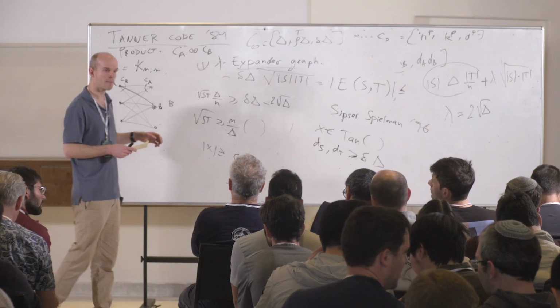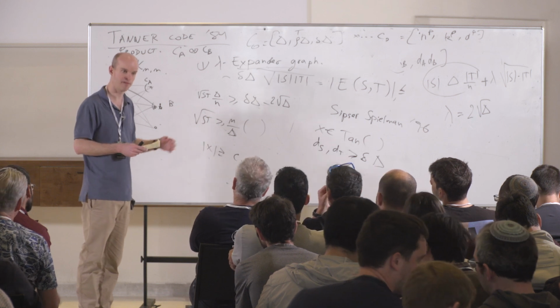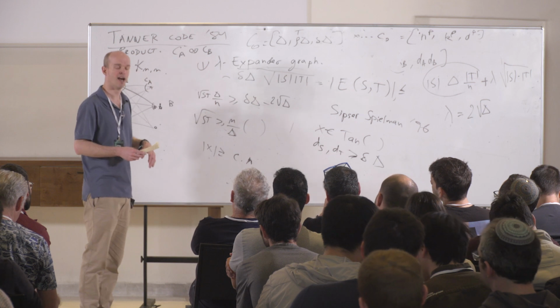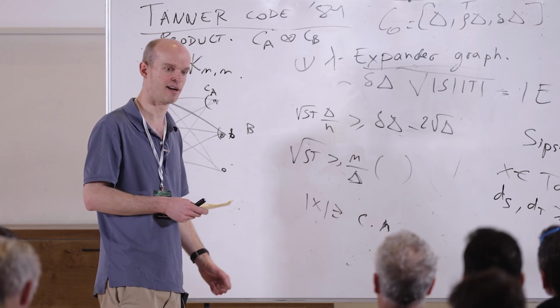Is it because of random graphs? Yeah, a random sparse graph is an expander with high probability. But then the big question, like with LDPC codes, was to find explicit expander graphs.